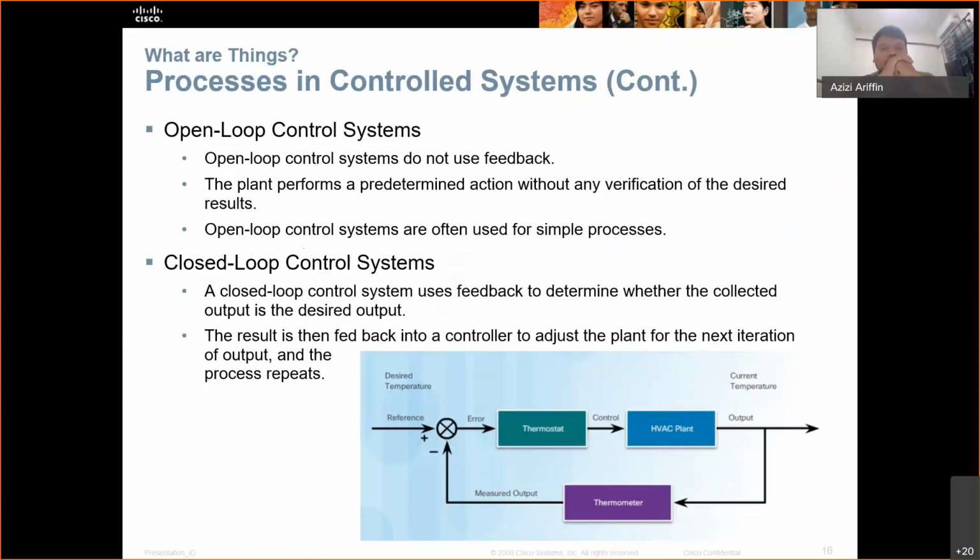So kalau open loop ni cuba teka, bagi saya satu example of open loop. Siapa tahu? Ada pendapat ke? Open loop tadi macam mana, sir? Dia tak bergantung pada sensor. Yeah, dia tak bergantung pada feedback luar. Dia ada predetermined action dia.